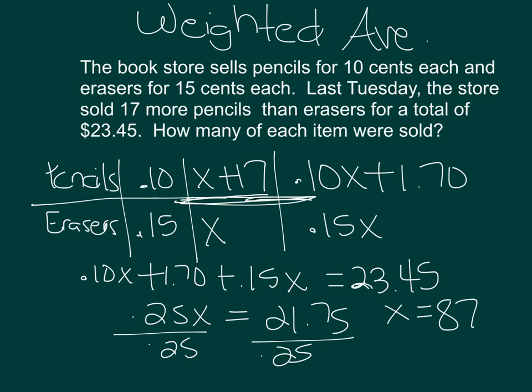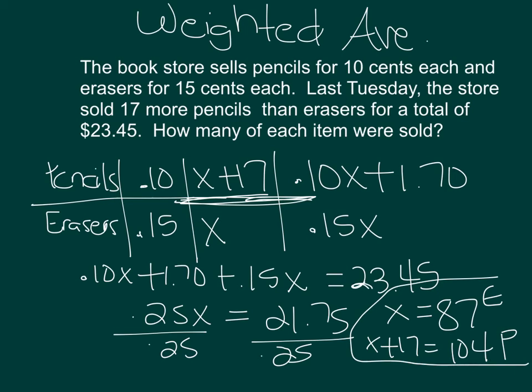And then how many pencils? Well, it's 17 more than that. So x plus 17 would be 104 pencils. So this is erasers, this is pencils. So hopefully that problem worked out for you. Okay, problem number 19, or slide 19. I'm not even sure what problem we are on at this point. Let's do another weighted averages.